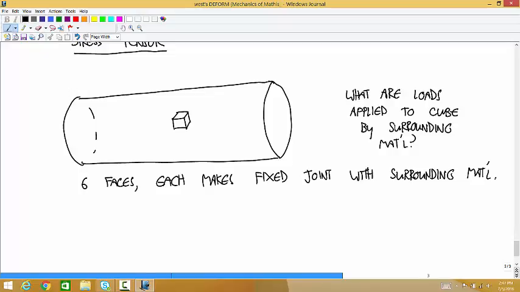And so from joints, from statics, what kind of loads are applied to a body by a fixed joint? Full force vector. That's right, full force vector, and if you're in 3D, then a full couple vector too. So each face has a full force vector and a full couple vector acting.